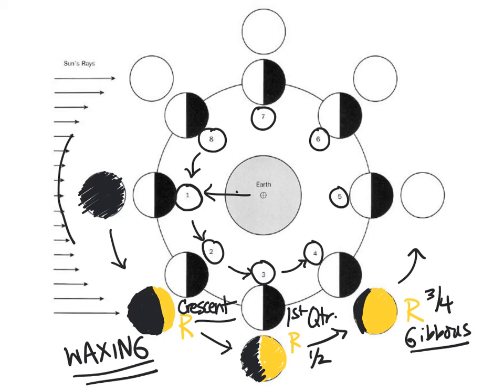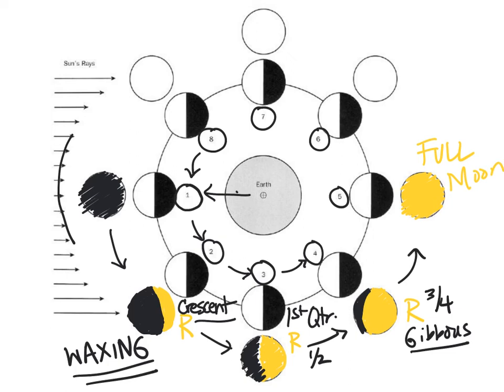Now it is all the way open. So now the curtain's all the way open and the sun is illuminating the entire moon. So I have now a full moon.